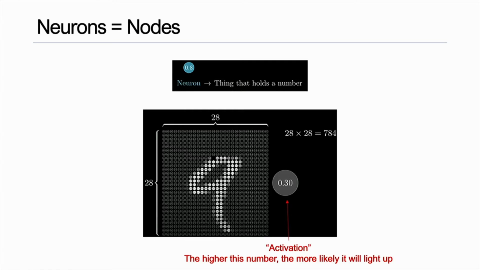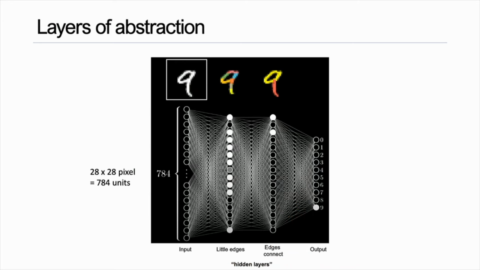And we'll just call this for now the activation number, okay? So the neuron is just a thing that holds a number at this point. So the higher this number, the brighter the white. So in a neural net, and this is a diagrammatic illustration of what a neural net would look like, you have an input layer which contains the 784 neurons or nodes that encodes the picture that you're giving it.